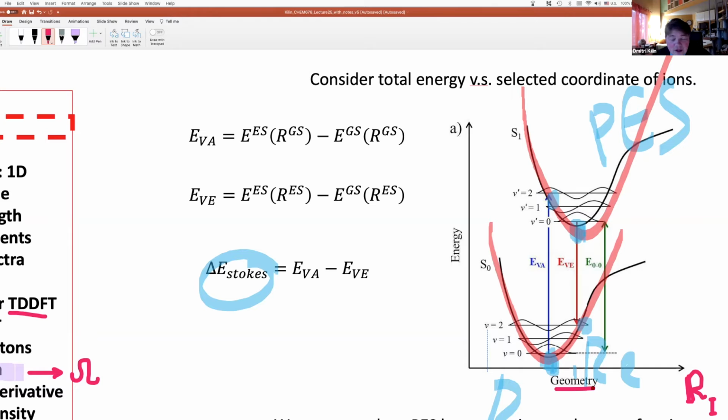No. So when we were in the first chapter of our class, we were considering how to optimize geometry, how to find the minimum of potential energy, right? And here is the ground state potential energy surface. So how the potential energy depends on position. Okay. Yeah. Good.